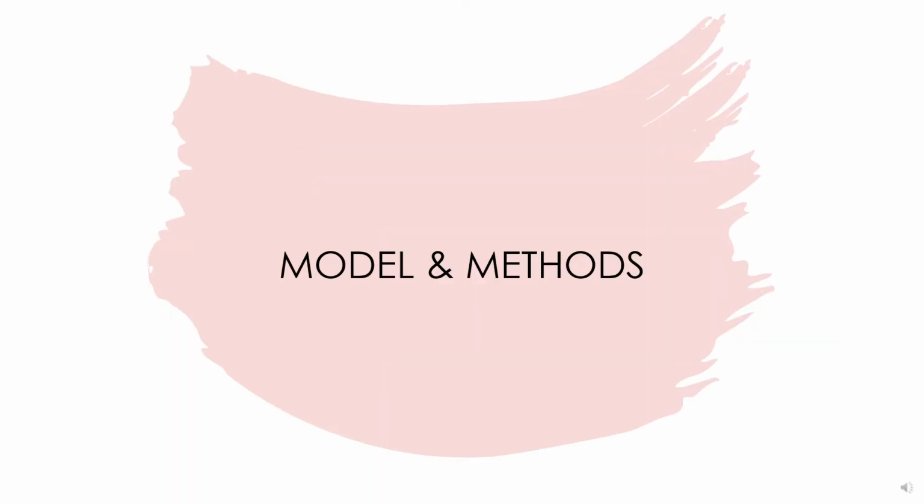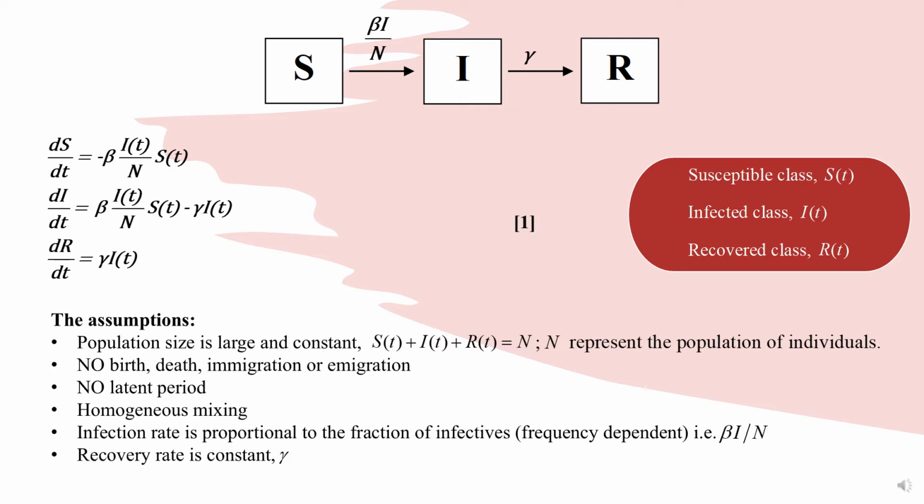Hello, it's me again, Farah. In this slide, we will model the combined effect of limited medical resources in the COVID-19 pandemic. This is the general epidemic or SIR model. We divide the population into three groups: S for the susceptible class, I for the infective class, and R for the recovered class. The equations are these three equations. For the standard SIR model, we assume that the population size is large and constant, so S plus I plus R equals N, where N is the population of individuals.